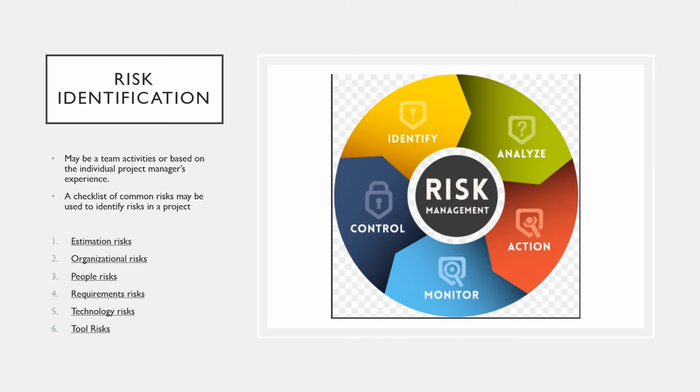Risk identification may be a team process in which a team gets together to brainstorm possible risks. At the same time, project managers may identify risks based on their experience of what went wrong on previous projects. As a starting point for risk identification, a checklist of different types of risk may be used. 6 types of risks may be included in a risk checklist.